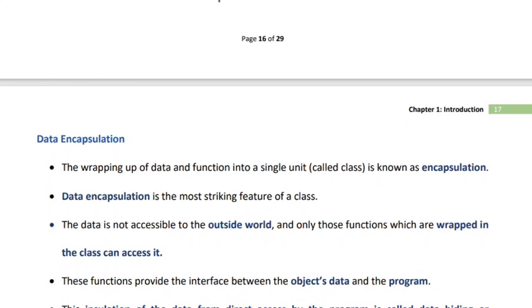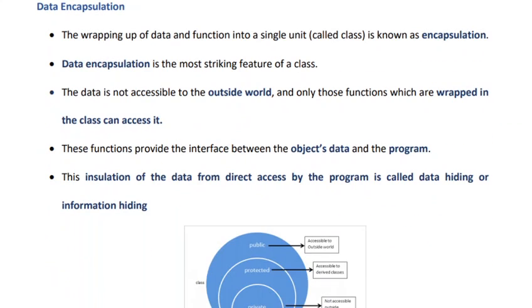Okay, so now data encapsulation. This is one of the most striking features of object-oriented programming. Data encapsulation is a mechanism for packaging the data and functions belonging to an object into a single unit. It is a mechanism for wrapping the data and functions into a single unit. This is known as encapsulation.